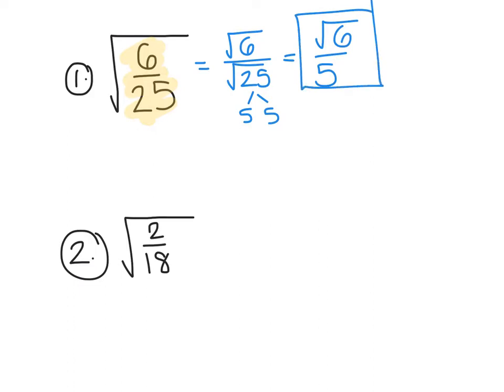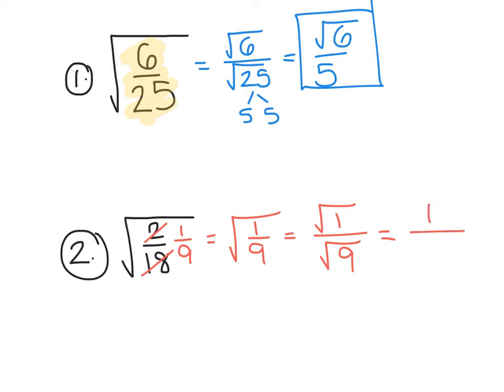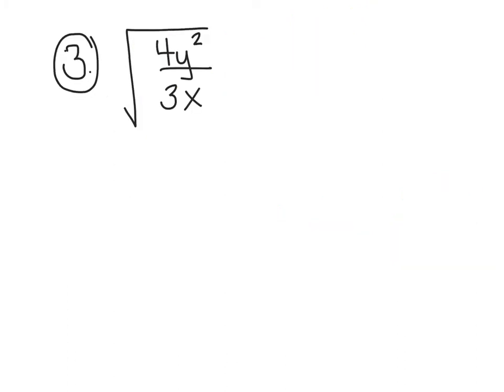All right, square root of 2/18. First thing I do is I check and see, can I break down 2/18? Meaning, can I simplify this? Well, that's equivalent to the square root of 1/9 as a reduced fraction. Using the quotient rule, split this into two separate radicals. And these are both perfect squares. The square root of 1 is 1, the square root of 9 is 3. Okay, let's look at a more complicated one.